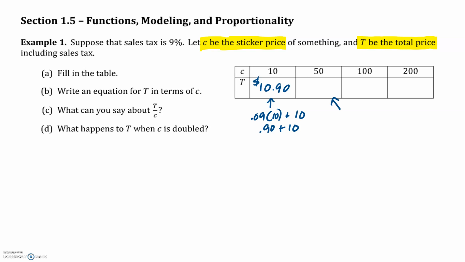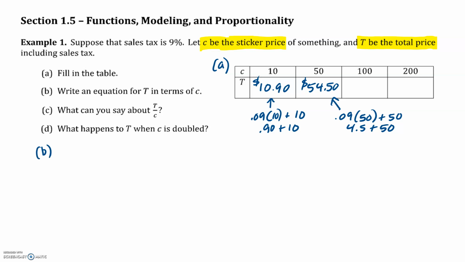When it's 50, we're going to take sales tax, which is 9%. So 9% of 50, if you use your calculator, is $4.50. And then you have to add on that 50. So that would be $54.50. So that is part A. I'll wait to do the other two until I do part B.